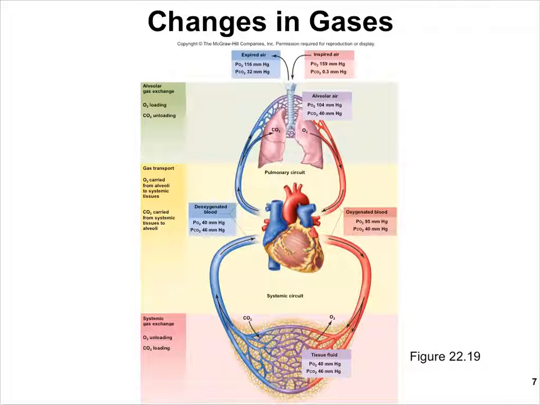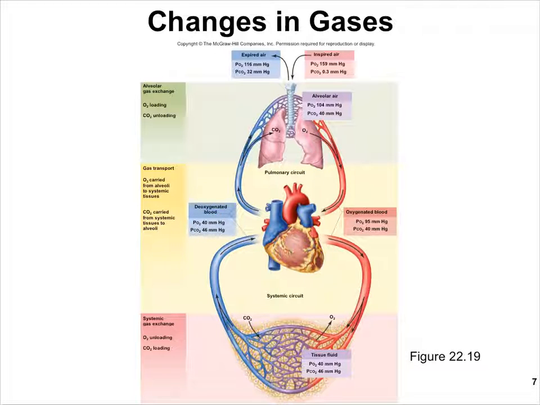That blood comes in with a partial pressure of CO2 equal to 40 millimeters of mercury. Oh, sorry. Partial pressure of CO2 is 46. And the partial pressure of O2 is 40. Even deoxygenated blood still has some oxygen left in it, which is why you don't immediately die if you hold your breath. There's still some residual oxygen left in your blood. But this is deoxygenated blood, and it's going into the lungs.